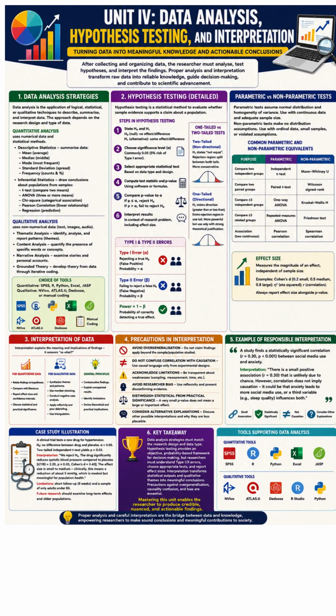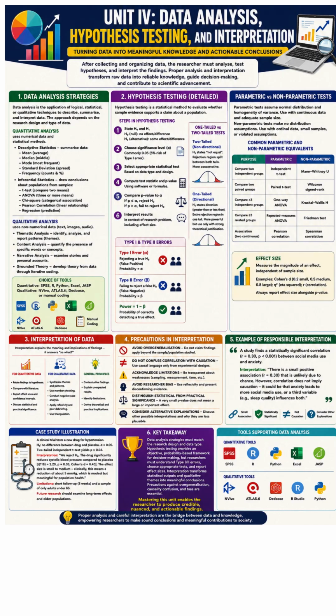Parametric tests assume that data follow a normal distribution and meet specific assumptions such as homogeneity of variance. Examples include the t-test, ANOVA, and Pearson correlation. Non-parametric tests do not require these assumptions and are suitable for ordinal data, small sample sizes, or situations where assumptions are violated. Common examples include the Mann-Whitney U-test, Wilcoxon signed-rank test, Kruskal-Wallis test, and Spearman correlation.